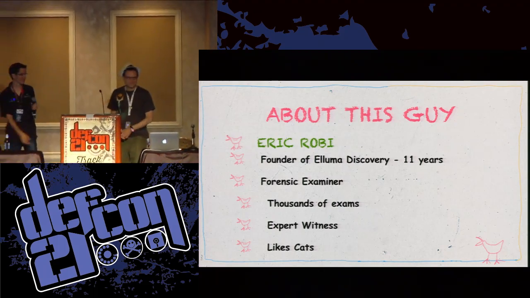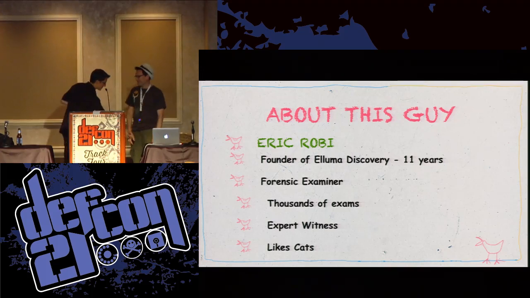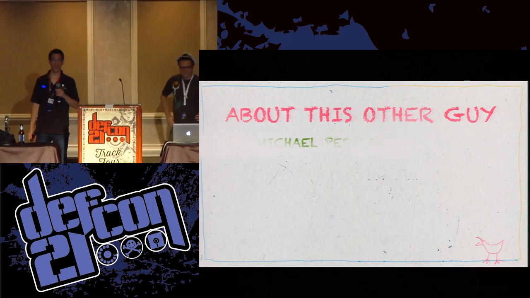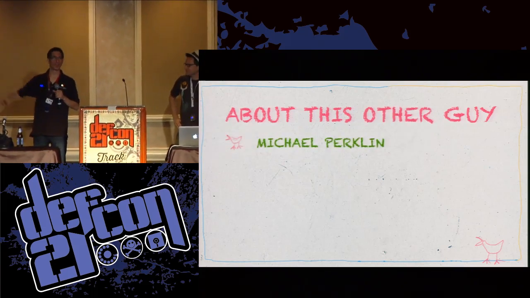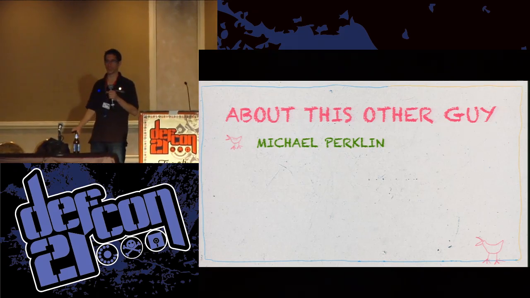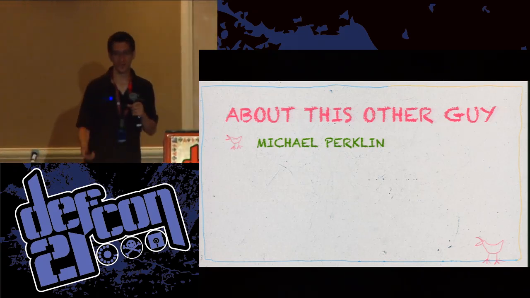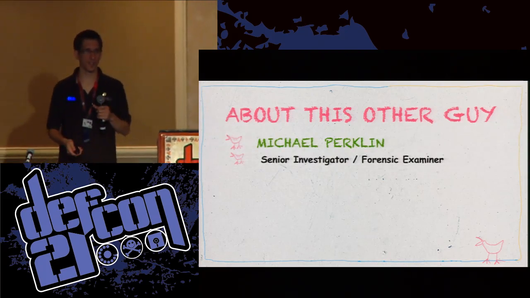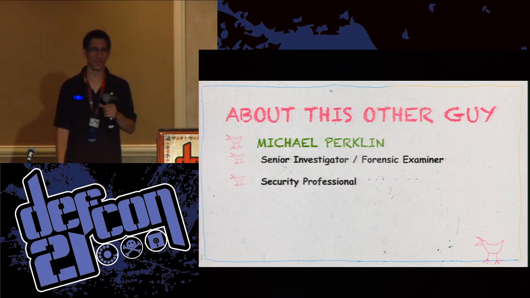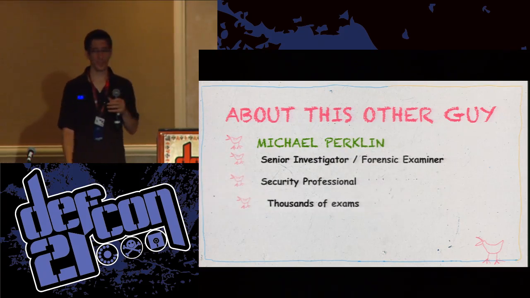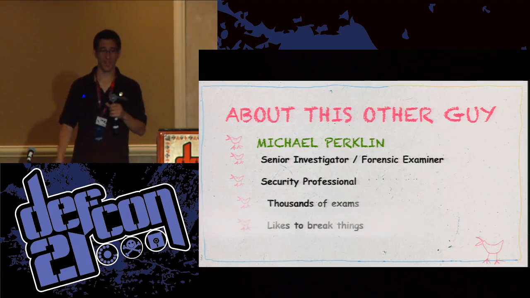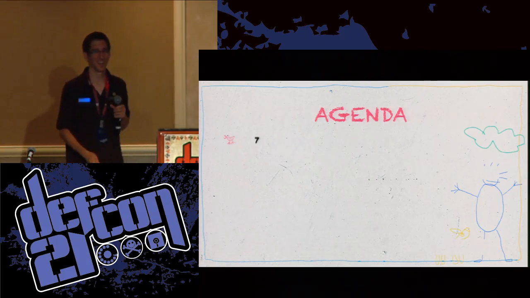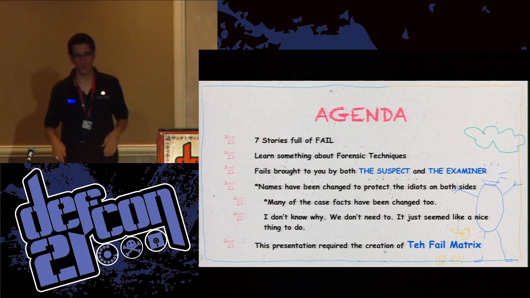Hi, Eric. Hi. All right, about this other guy. Hi, I'm Michael Perklin. You may remember me from other DEFCON talks such as ACL steganography. I'm a forensic examiner, cybercrime investigator, security professional. I've also done thousands of exams, and I like to break things a lot. Don't break my cat.